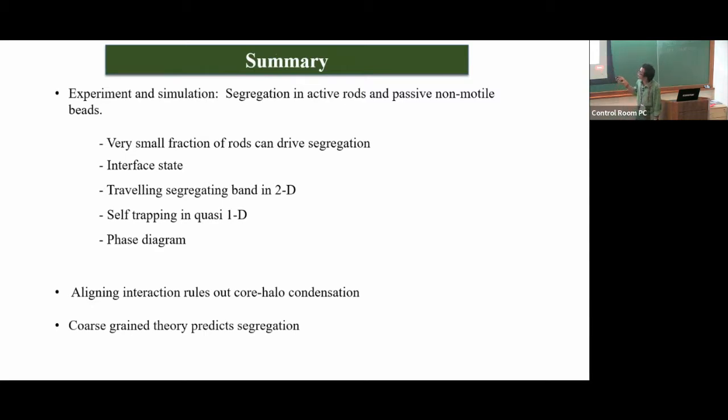In summary, what we have shown is that a very small fraction of rods can drive segregation. We explained the interface state, traveling segregated bands in 2D, and self-trapping in quasi-1D. We showed the phase diagram and how aligning interaction rules out core-halo condensation, and a sketch of a coarse-grained theory which predicts segregation. Thank you.